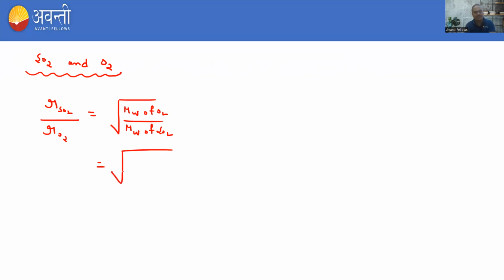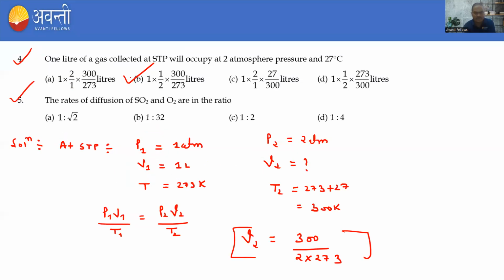What is the molecular weight of O2, beta? So we know this is equal to 32. Molecular weight of SO2 is nothing but 64. So it comes out to be 1 by 2. So the answer is the ratio under root 1 by 2. ठीक है. So कितना आ गया? Under root 1 by 2. So this is the correct one.